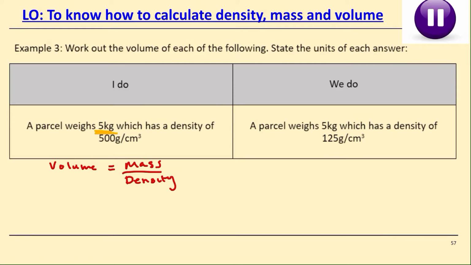If you notice that the density actually is measured in grams per centimetre squared, so we're going to have to convert the 5 kg into grams. When we convert it, what we end up getting is 5,000. The next step, we need to identify the density, which is 500. Now we evaluate that, calculate it, and what we get is 10 centimeters cubed.